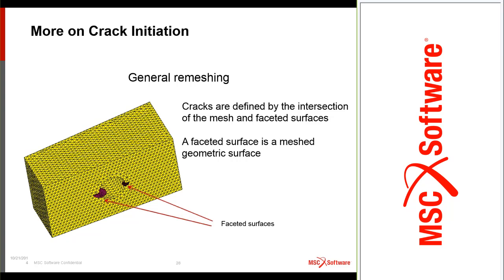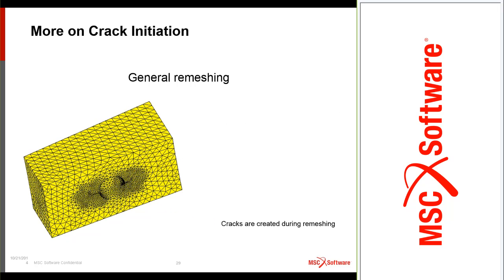So these faceted surfaces, this is just simple circular discs, you can put them anywhere. Wherever they intersect the mesh, there will be a crack. It could be entirely inside, it could be like this, partly outside. And when we remesh, it creates a crack, just like we do with growth, we do with initiation. And we can also here have a focused mesh around the new crack fronts.